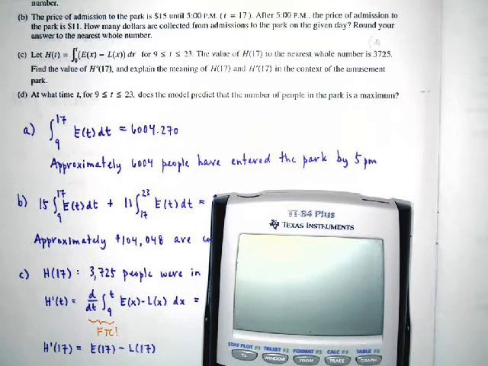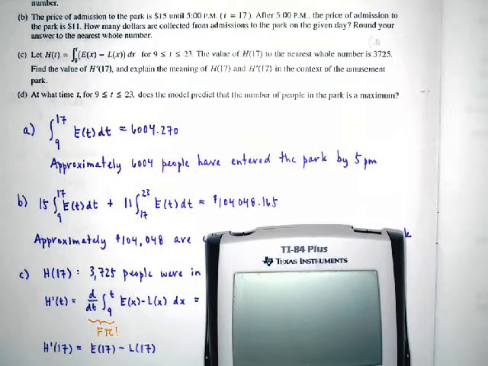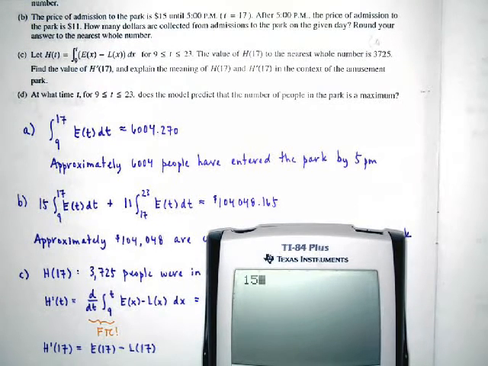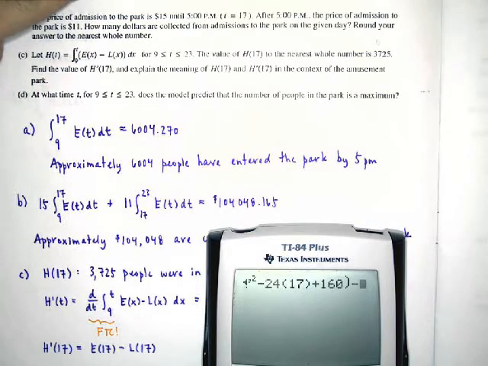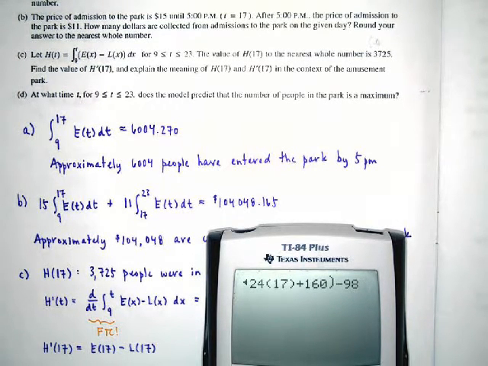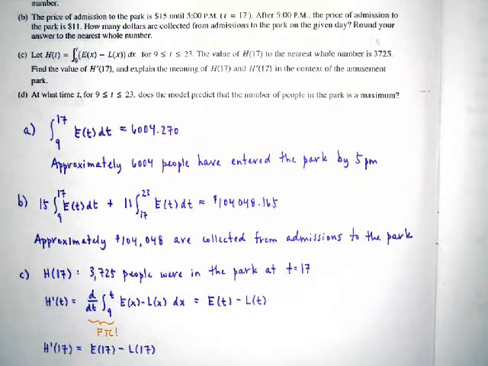So if we calculate that now, we're not integrating anymore. We're just finding those function values. So I have 15,600 divided by 17 squared minus 24 times 17 plus 160. And I'm subtracting L of 17. So now I have to use my second function, L. So 9,890 divided by 17 squared minus 38 times 17 plus 370. All right, and so I get negative 380.281.